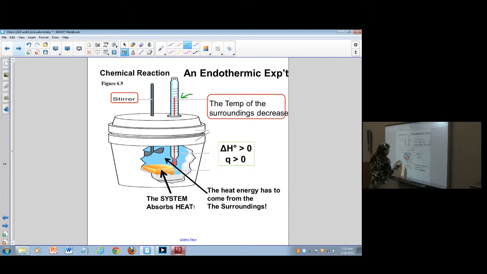Okay? That means that the system had to absorb heat, bring heat in to complete the reaction. And therefore we have Q greater than 0 or a positive value, and likewise we're going to have a delta H greater than 0. The reason is because the heat energy that is needed to make this reaction go, so to speak, has to come from the surroundings.